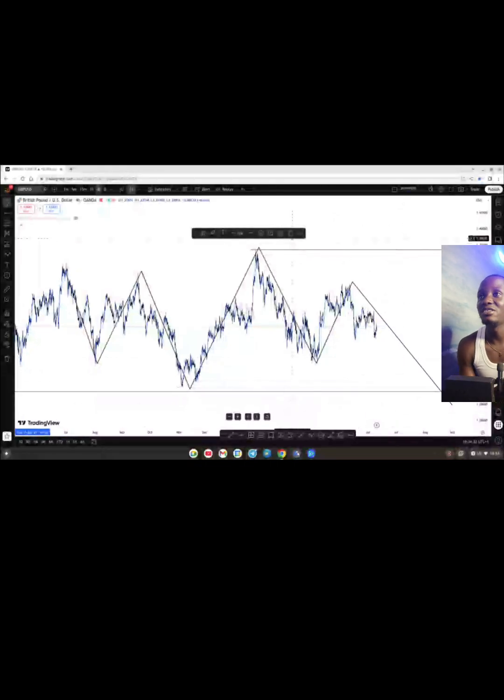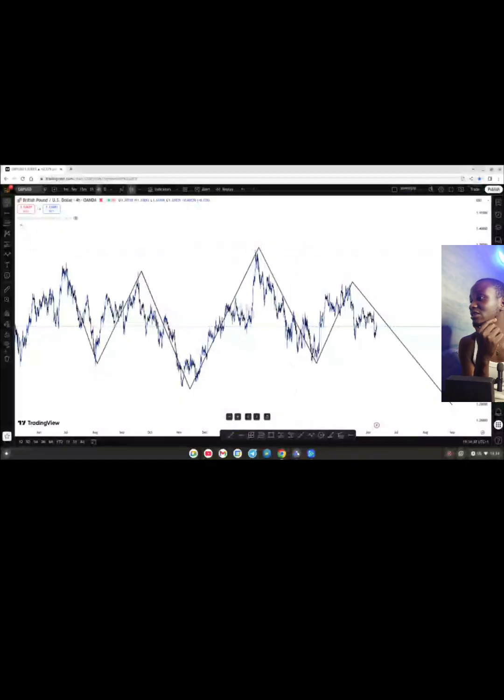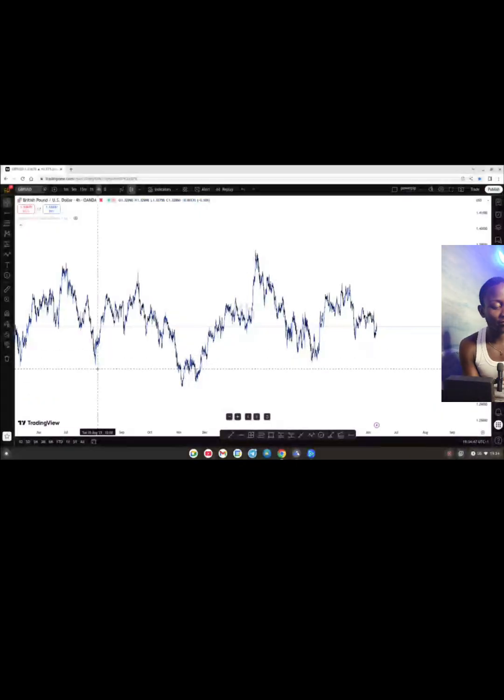So let me delete this, because the first thing I'm going to do is draw my trend line. Remember, when you are drawing a trend line, you need as little as two touches of the trend line from the 4 hours, then as little as two touches in the 1 hour, and as little as two touches in the 15 minutes, where you'll be executing your trade.